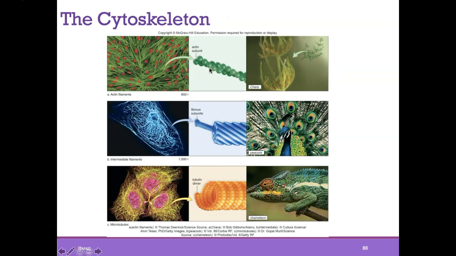So this is just another schematic. You can see here's actin. It gives lots of cells their specific structure. Here we have intermediate filaments. This is a major component of feathers and hair and structural components. And then here we have microtubules. It's showing a chameleon here because this chameleon utilizes microtubules to deposit different colored pigments on its external surface.